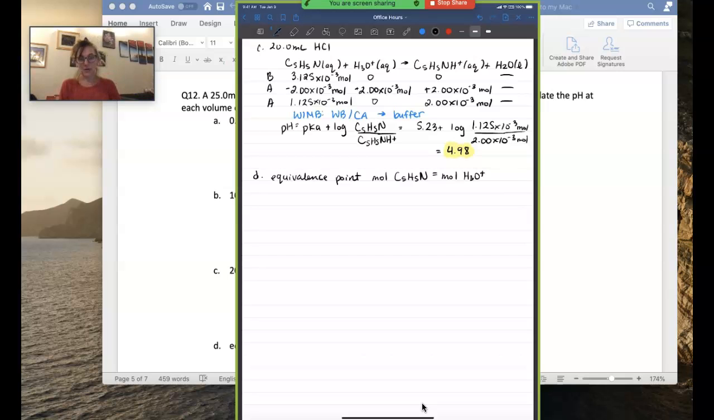And so we know that we have added in 3.125 times 10 to the negative third moles of pyridine, which is the same as the acid. For every 1 mole of hydronium ions, I have 1 mole of pyridine.